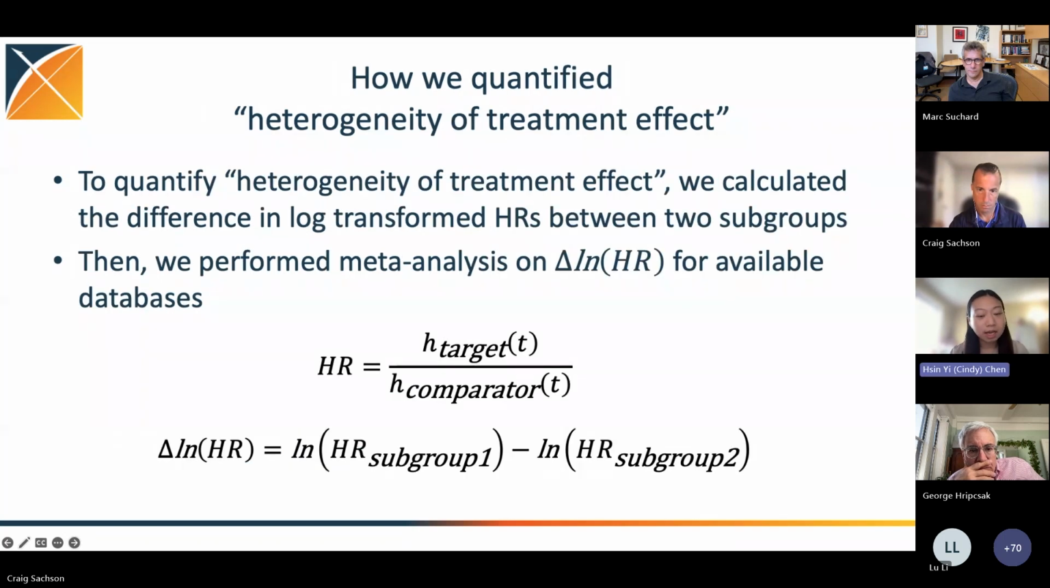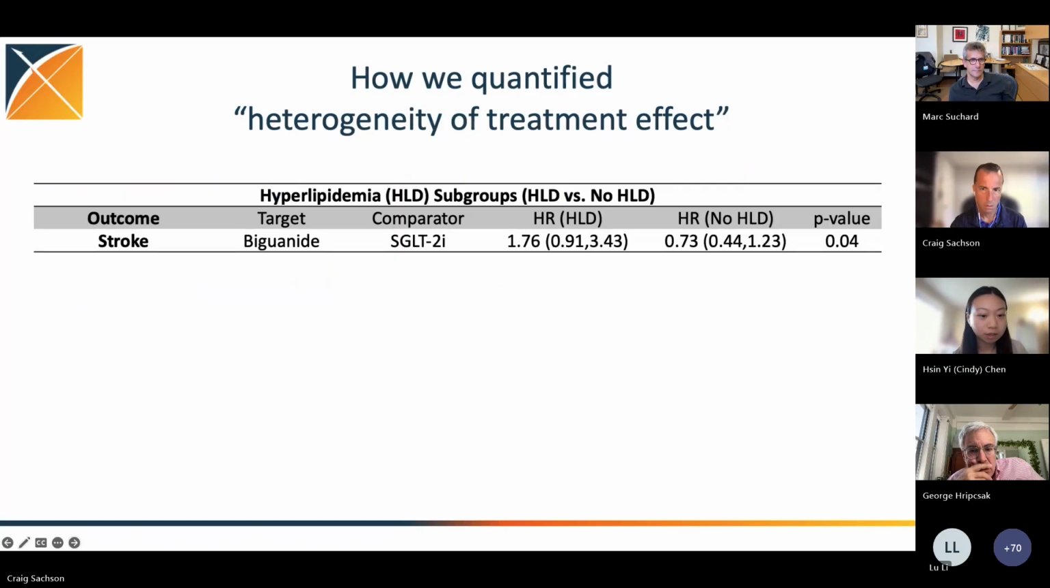And so we calculated these hazard ratios for all the different target, comparator, outcome, subgroup comparisons. And then to find the heterogeneity of treatment effect, we would take 2 subgroups, for example female and male, we would take the log of those hazard ratios and then find the difference. And so in the next slide, I have an example.